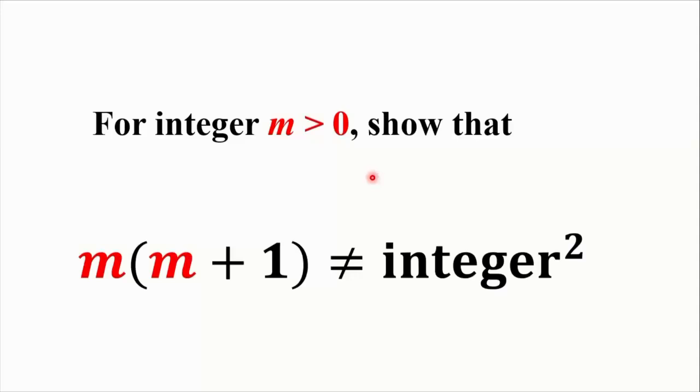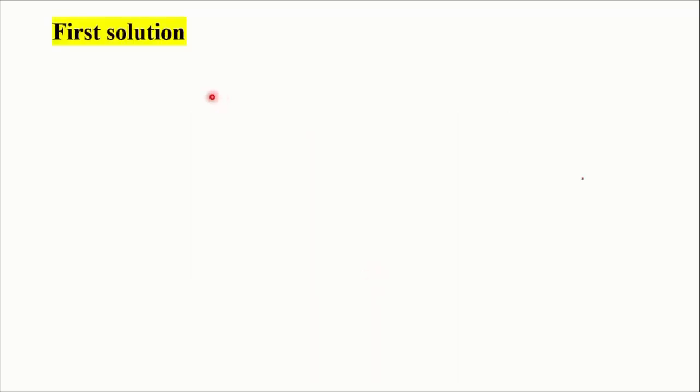In this video we will show that for any integer m greater than 0, the product m times m plus 1 cannot be the square of any integer. The first solution of this problem, which we consider, is as follows.